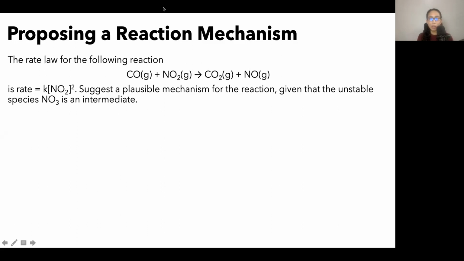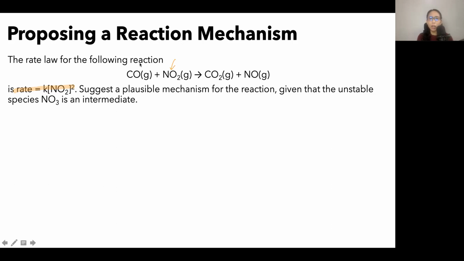Okay, so meron tayong hint. Number 1, your first hint is the rate law. Look at the molecularity of your rate law. So you need 2 molecules of NO2, right? But according to the overall reaction, isang NO2 lang meron. So, ano kaya meron sa reaction mechanism niya?